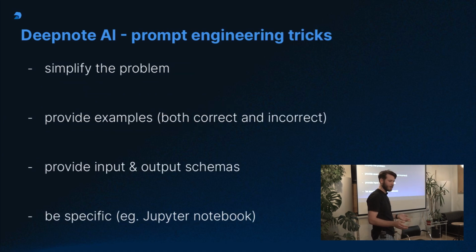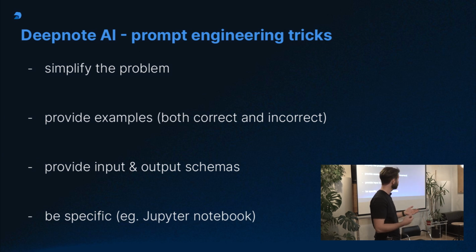Some prompt engineering tricks that we've gathered over time. Simplify the problem. This is coming back to our decision to request a markdown format instead of just plain text. Maybe the problem that you're solving is also quite complex. Subdividing it into smaller tasks sounds like a good idea. Provide examples, both correct and incorrect. This was also very helpful. Provide input and output schemas. Tell GPT what you're going to give it, and also tell it what you're expecting back.